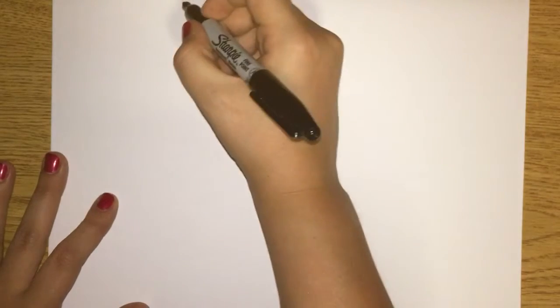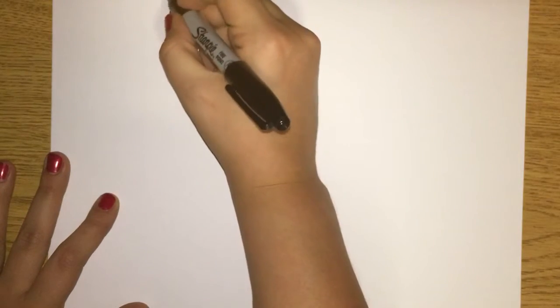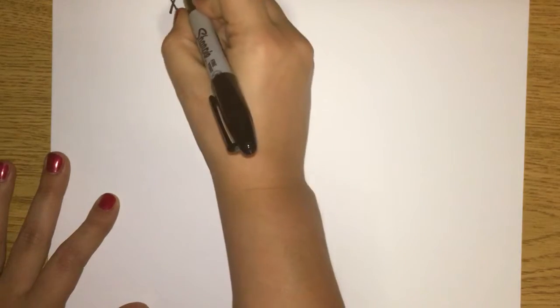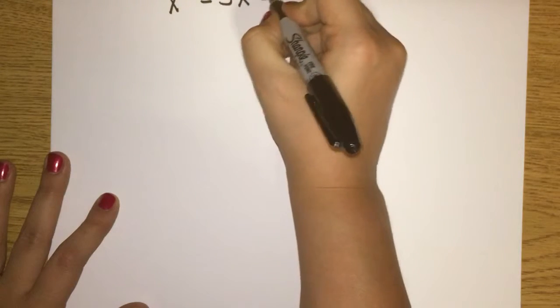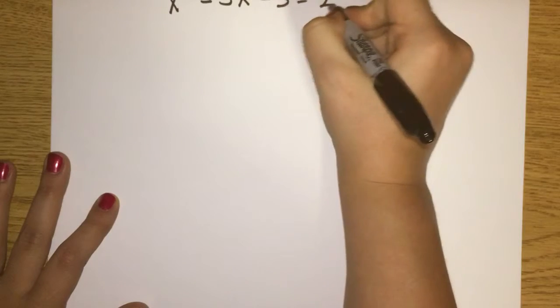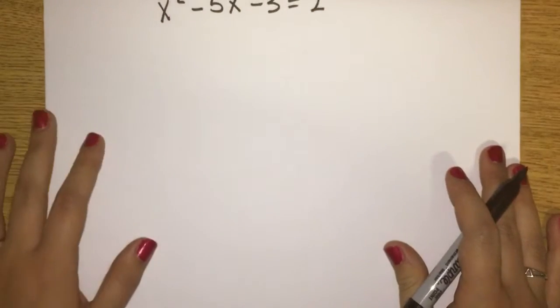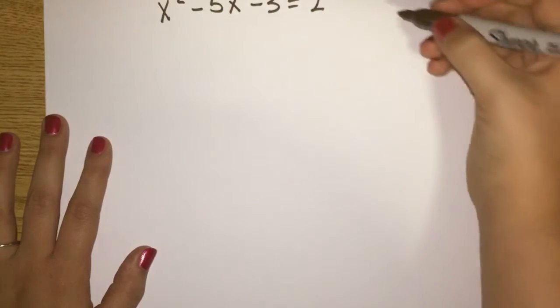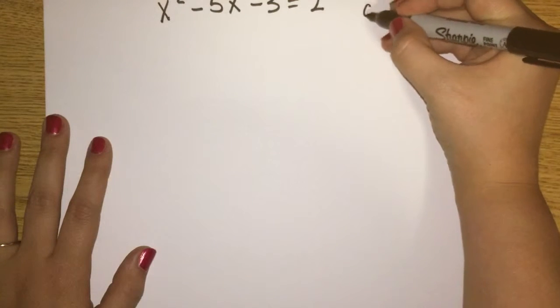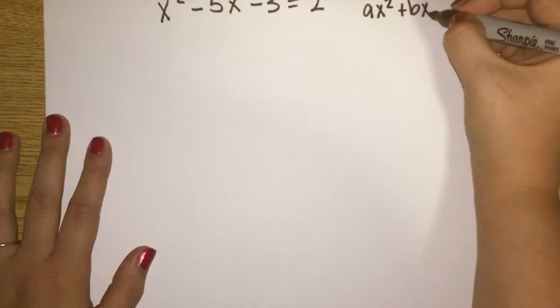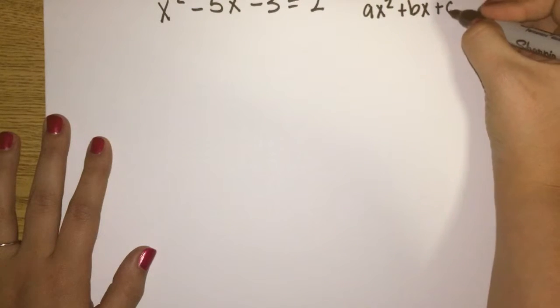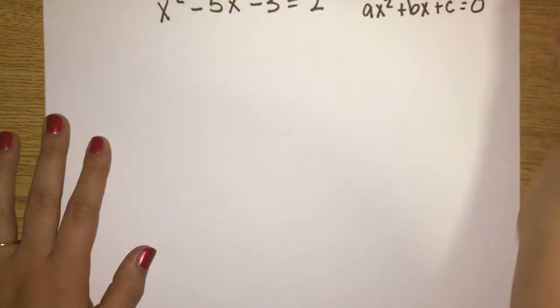Okay, so today we are going to learn how to solve quadratic equations. So first off, we are going to start with our quadratic equation, which is x squared minus 5x minus 3 equals 2. Well, a standard quadratic equation looks like ax squared plus bx plus c equals 0.